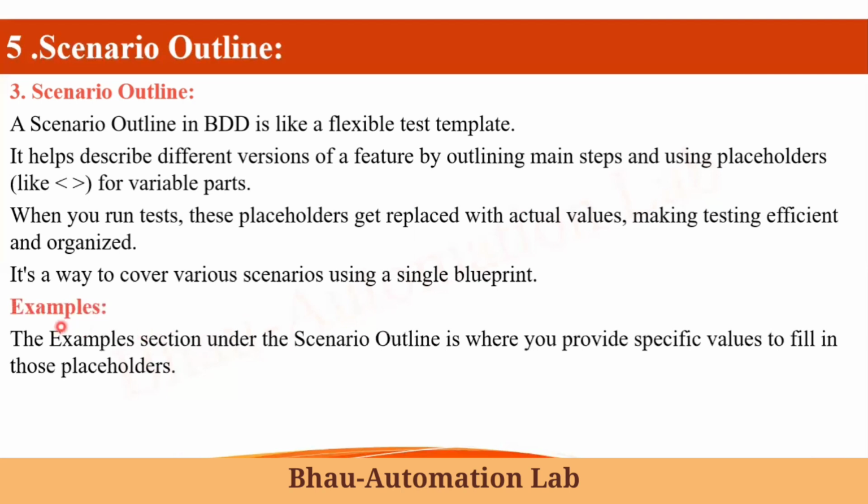So what is this examples keyword? The examples section under the scenario outline is where you provide specific values to fill those placeholders. You need to provide the specific values for each time you need to execute that particular scenario, and all those specific values are provided in the examples section. Let's see this concept practically so we'll get a better idea, because I don't think the theoretical part is that important in scenario outline. We'll practice this in Eclipse itself so that you understand it practically. Our focus is on practical sessions only.